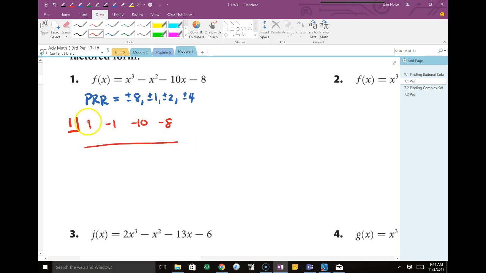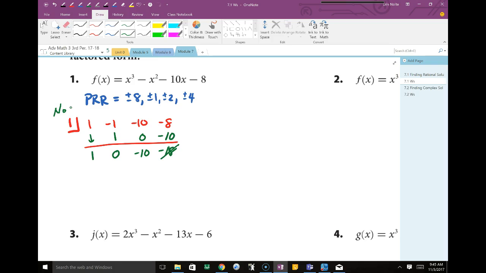Okay, so we drop the 1, and 1 times 1 is 1. Negative 1 plus 1 is 0, times 1 is 0. Negative 10 plus 0 is negative 10, times 1, and the remainder is not 0. So did positive 1 work? No. So that's a no. Okay, we can keep going. We're going to have to try all of them until we find the right one.